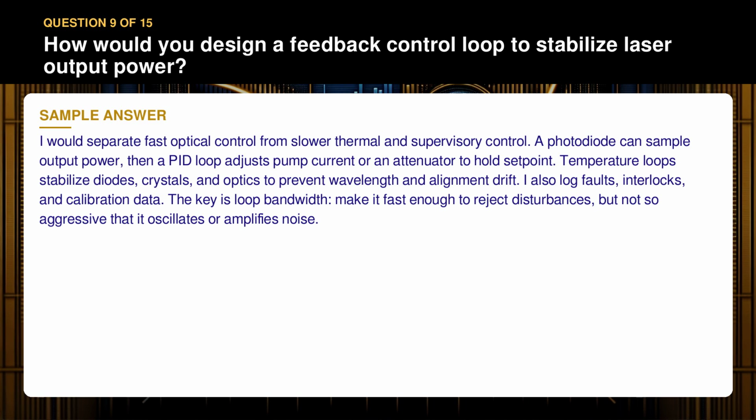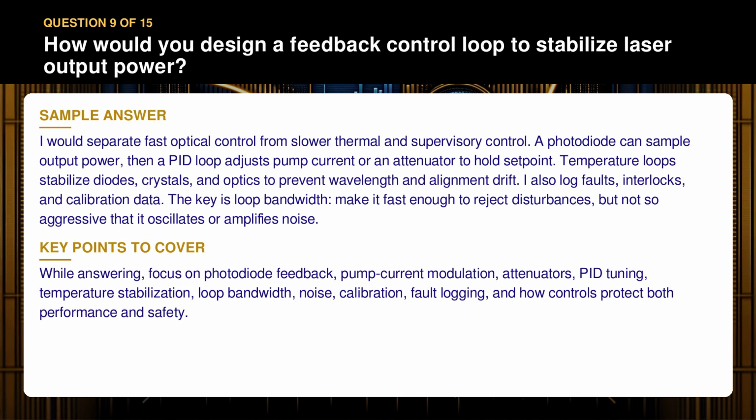The key is loop bandwidth. Make it fast enough to reject disturbances, but not so aggressive that it oscillates or amplifies noise. While answering, focus on photodiode feedback, pump current modulation, attenuators, PID tuning, temperature stabilization, loop bandwidth, noise, calibration, fault logging, and how controls protect both performance and safety.